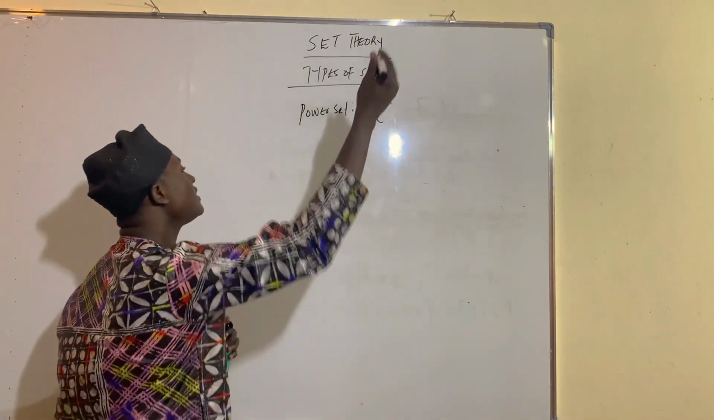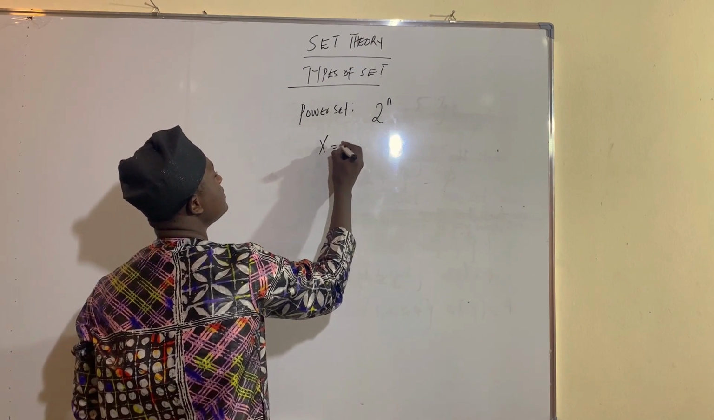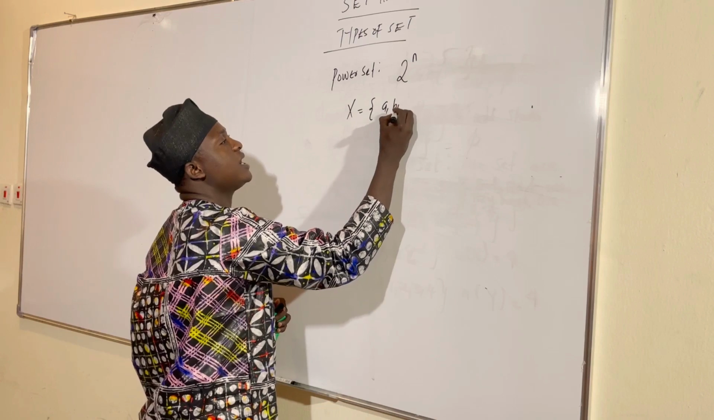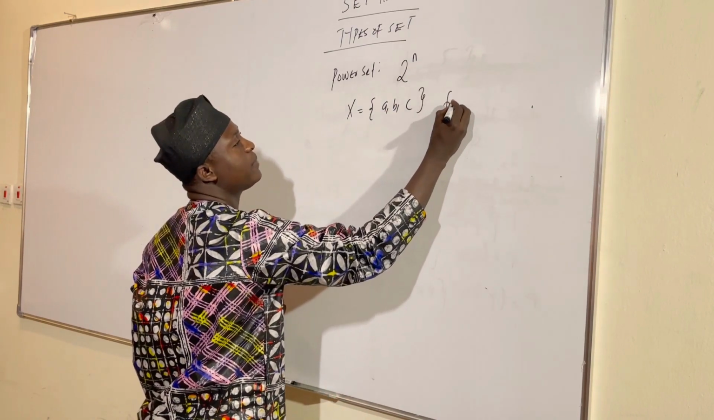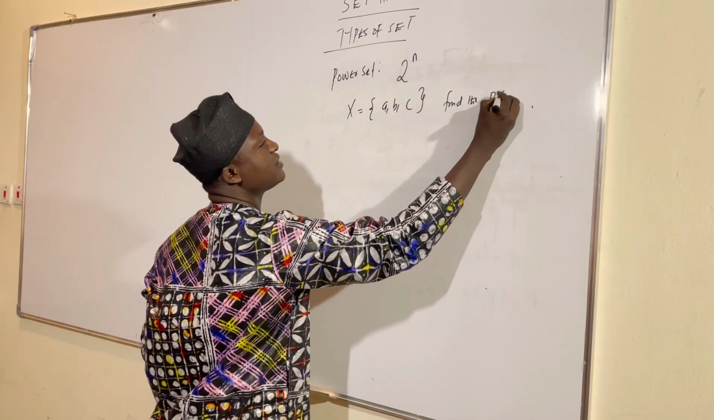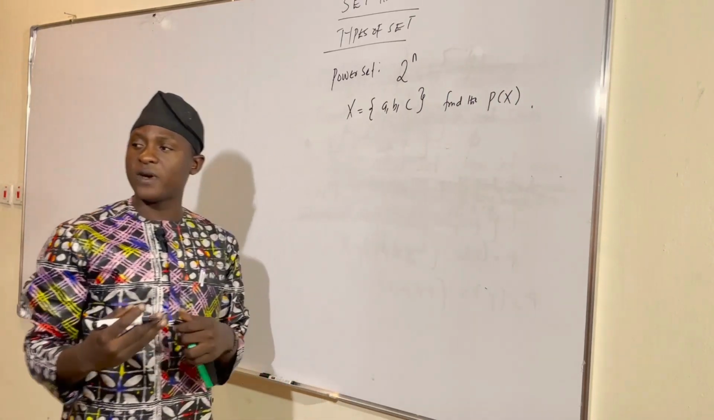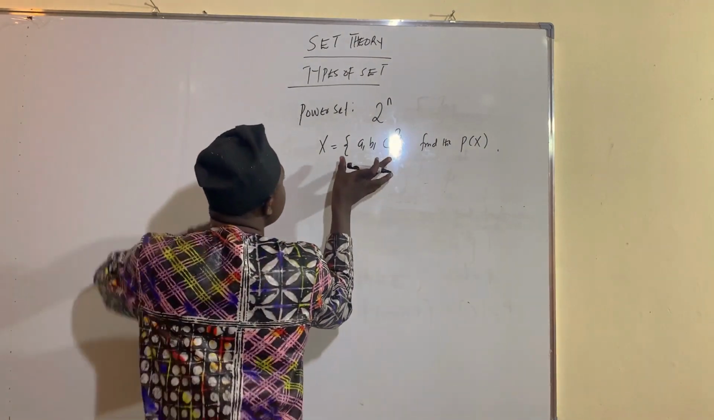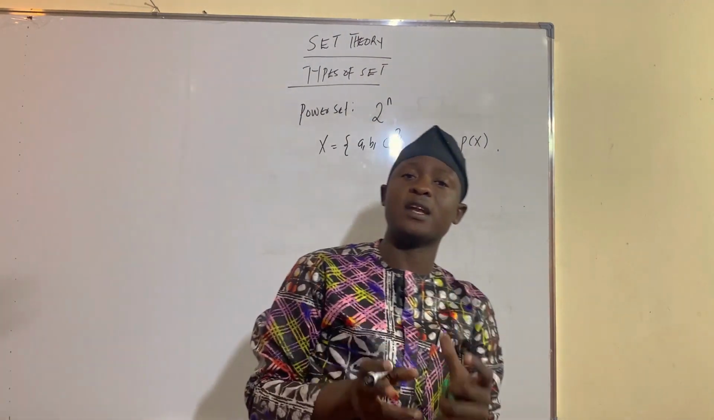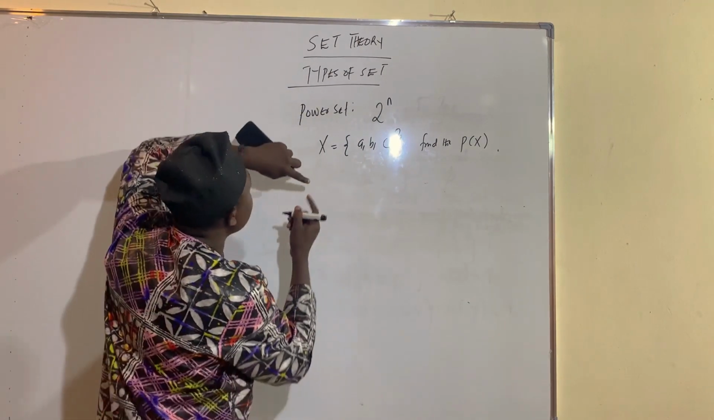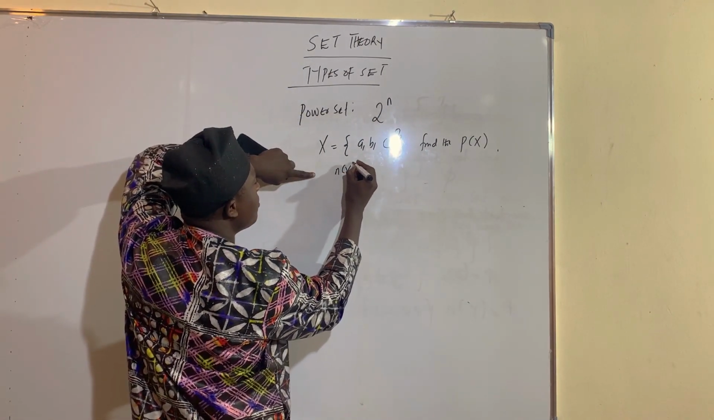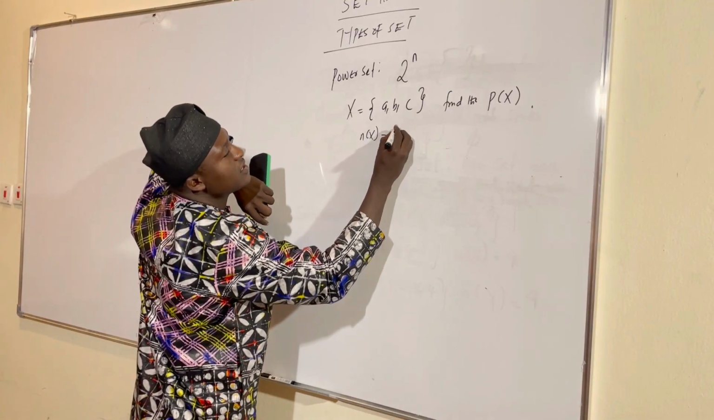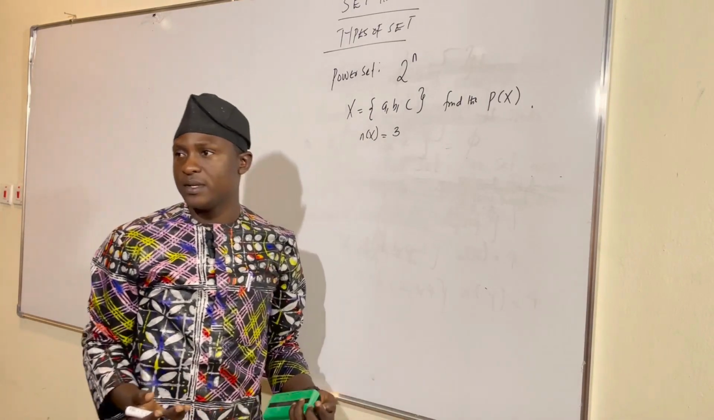For example, let's say I have set X to be A, B, and C. And it has to find the power set. Find the power set of X, meaning I should find the number of possible subsets I can have in that particular set X. Since we have discussed earlier how to find the cardinality, right? Now I can easily determine the number of X first. The number of X here is 1, 2, 3. That means clearly the number of X here is equal to 3, isn't it?